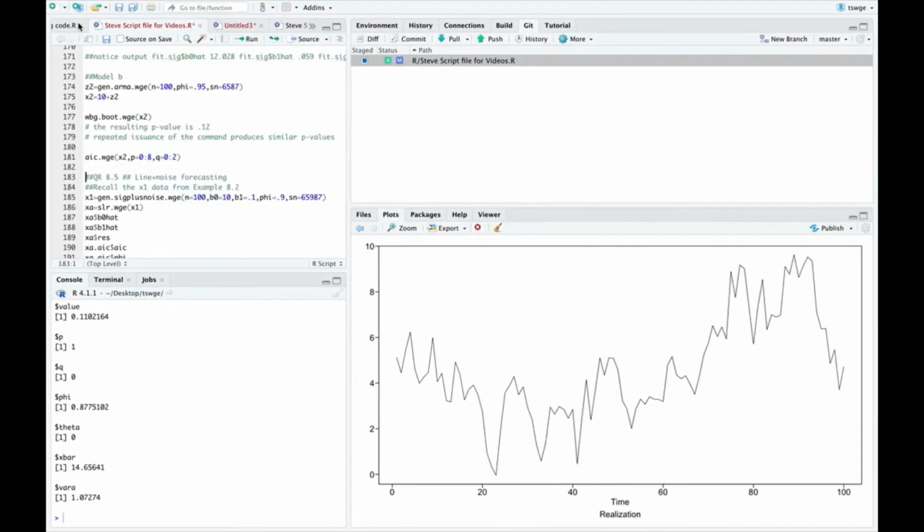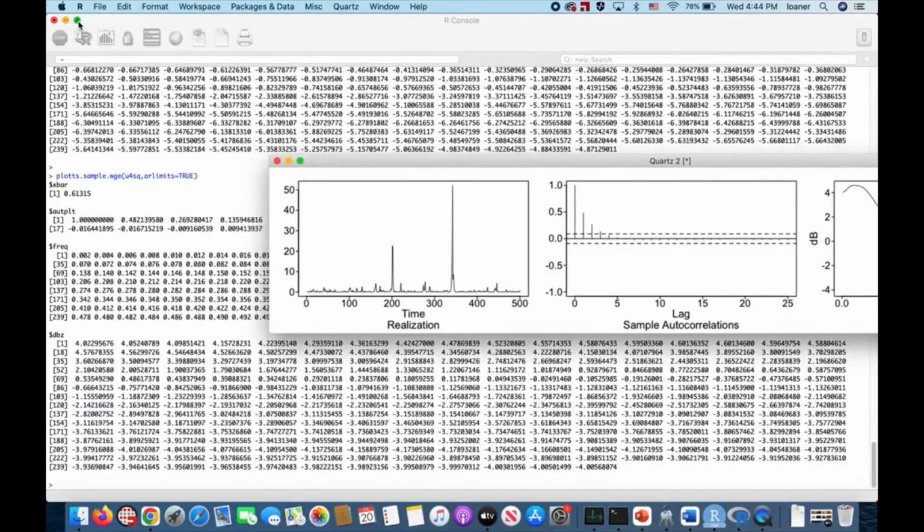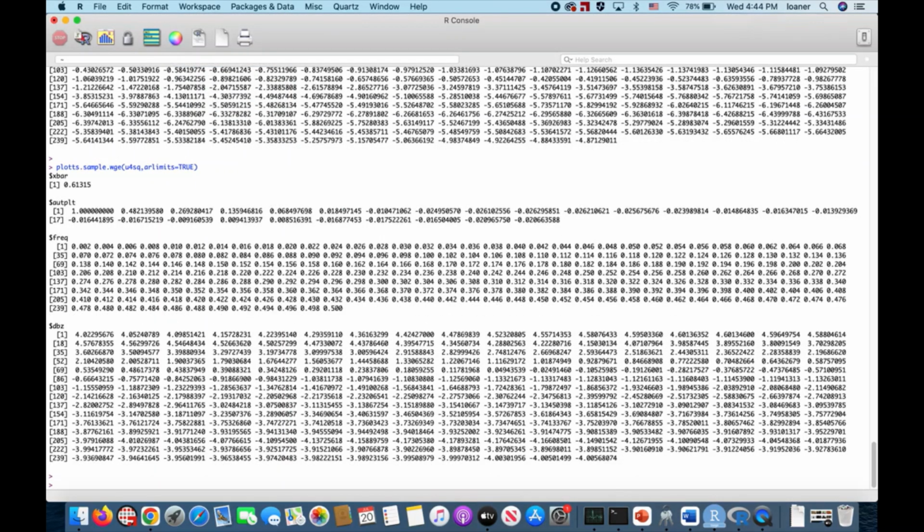So in this video, we're going to talk about how to estimate the parameters of an ARCH process. I'm going to generate a realization from ARCH data so that we know what we're dealing with and we know if we've done a good job. So I'm going to generate a realization. I'm going to call it U1.